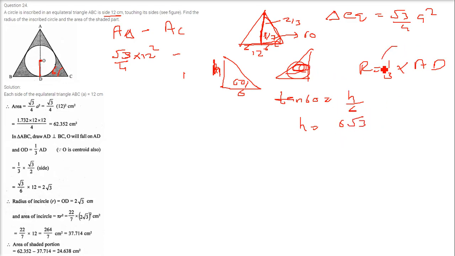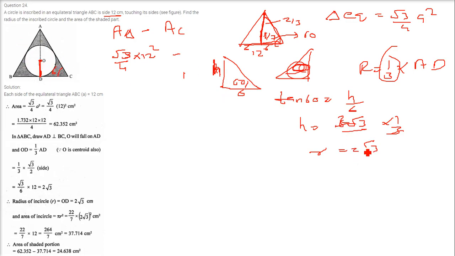And we have to find out 1/3 of this to find this radius, OD. So let us take 1/3 of this, so it is 2 root 3. So we get radius as 2 root 3. This is the radius, and this is 1/3 of this AD. AD we found out to be 6 root 3, we just took 1 by 3, so 2 root 3. I hope you got the idea. Radius is 2 root 3.